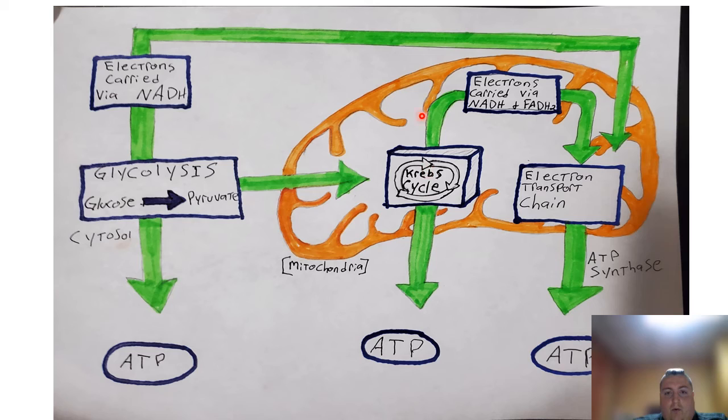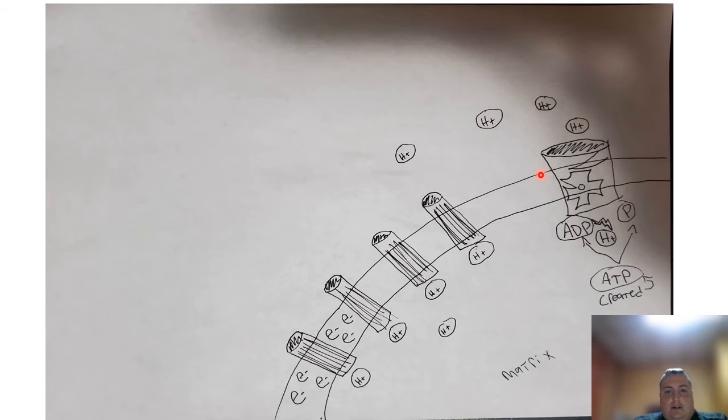Electrons are then carried out by NADH and FADH2, and we move on from the Krebs cycle to the electron transport chain. This is the final stage of cellular respiration. This occurs within the mitochondrial membrane. So this is the mitochondrial membrane, and this is the matrix.